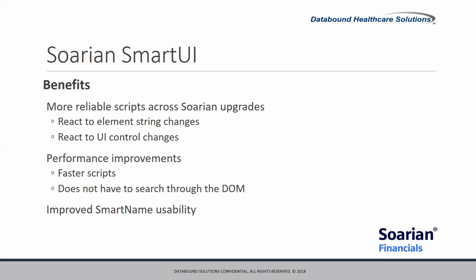There will be performance improvements as well. Scripts will be faster. Some of those pages that have hundreds of controls on them, where you have to search through the HTML to find the right control, will be significantly faster. Really fast for going through the UI versions. And then improved smart name usability. Another thing we got from Cerner was that each page in Soarian has a name associated with it that we can get a hold of.